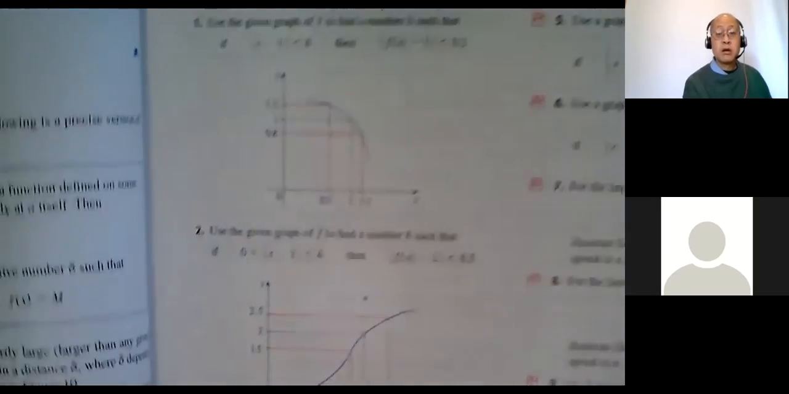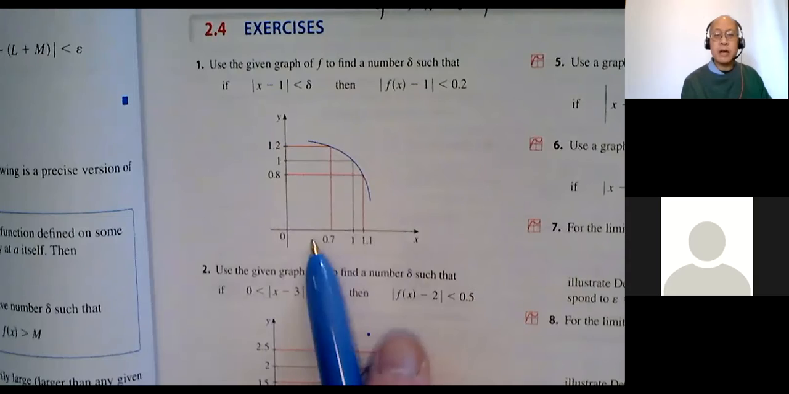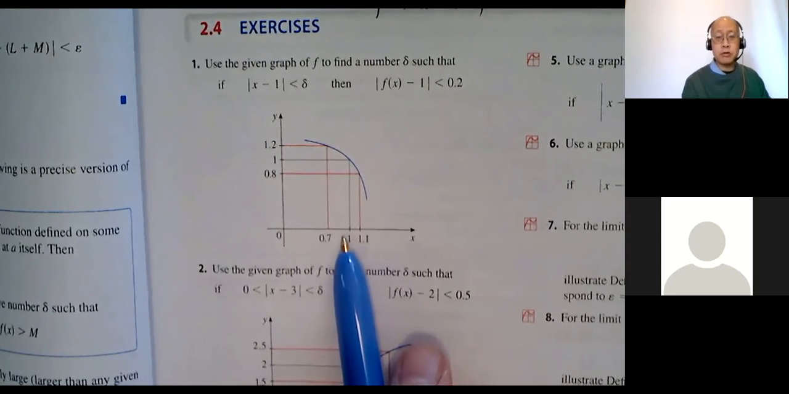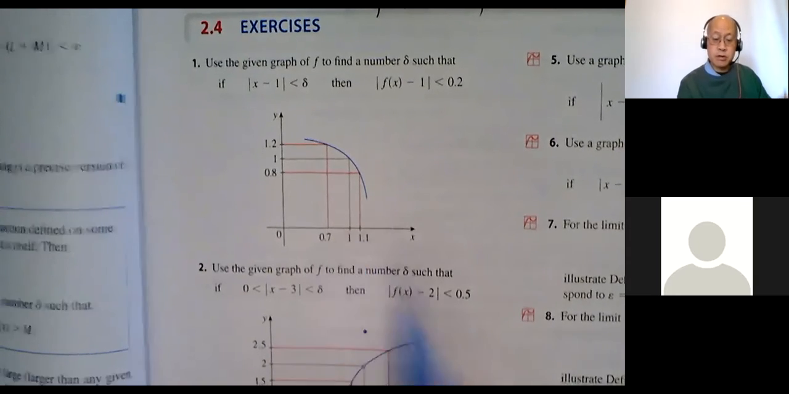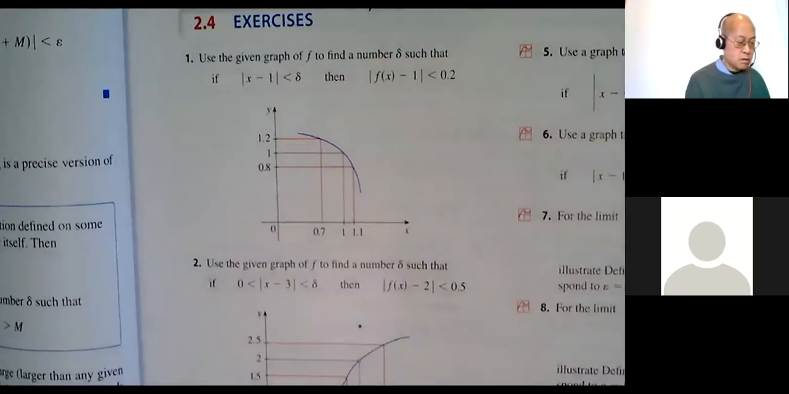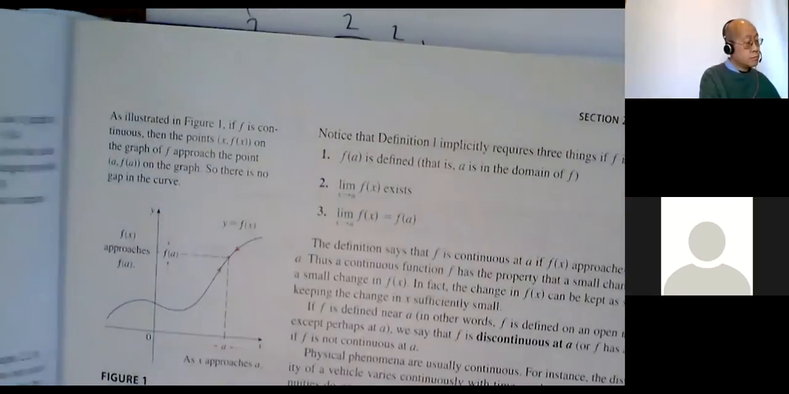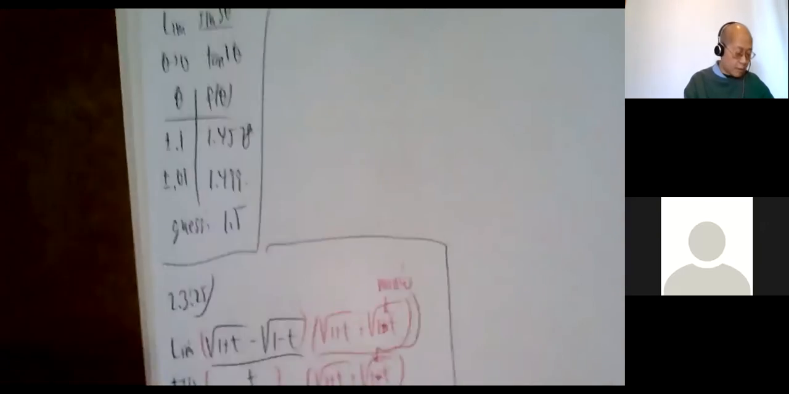2.4, number 1. You have to pick the delta which works. Remember, delta is going both to the left and to the right. This side is 0.3, this side is 0.1. So you pick the smaller number, 0.1. When you're given a picture like this, the smaller number is the one that you want, 0.1. Then 15. We could do a lot of these proofs, but I may have to skip some.